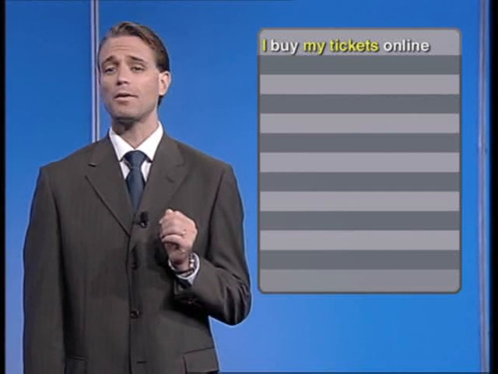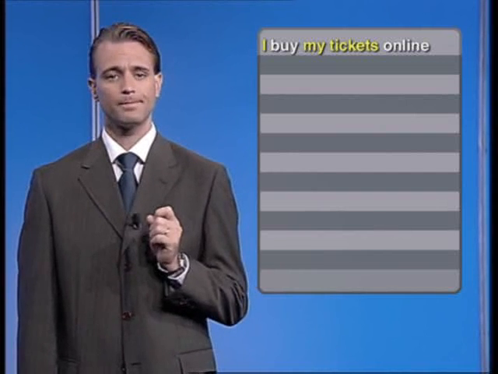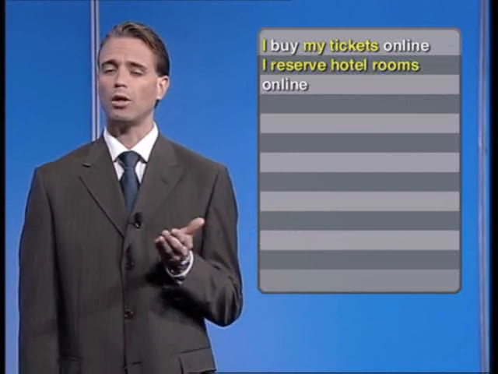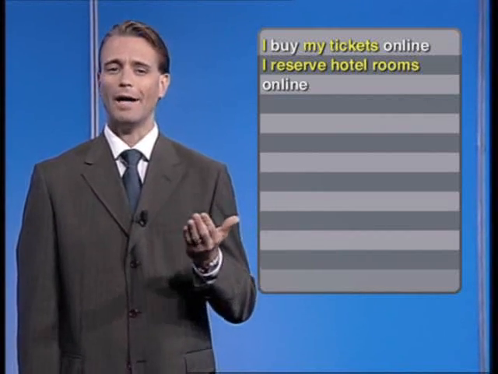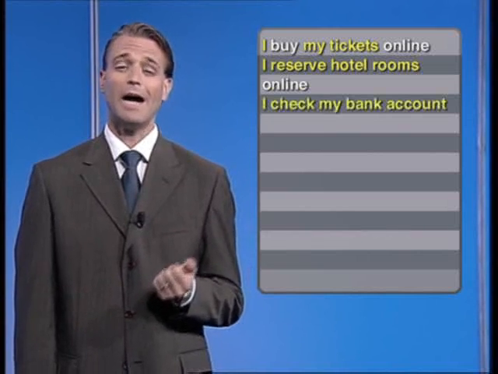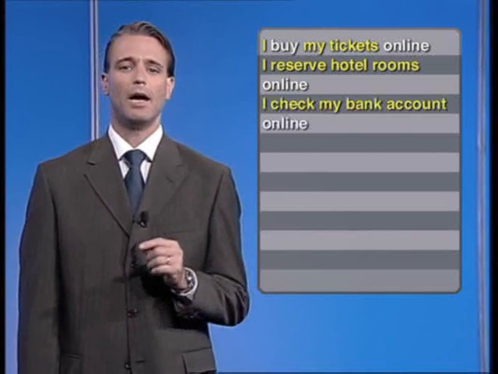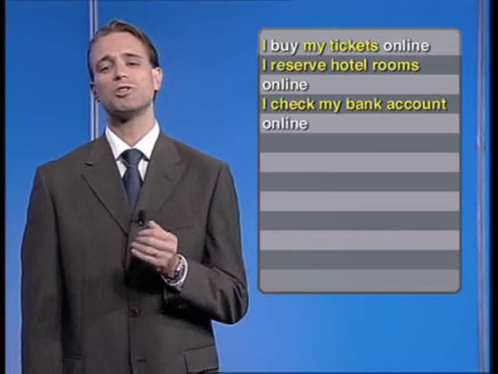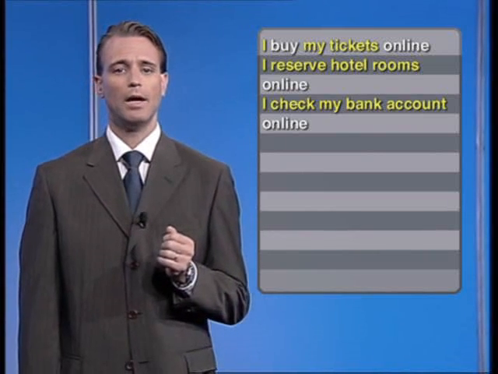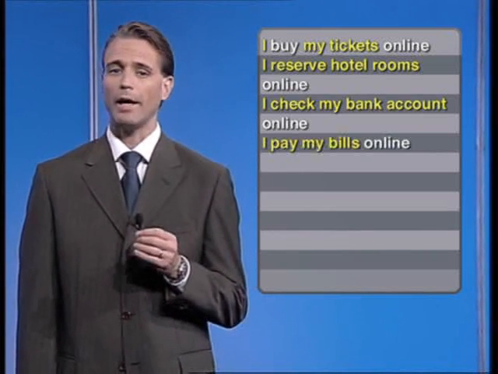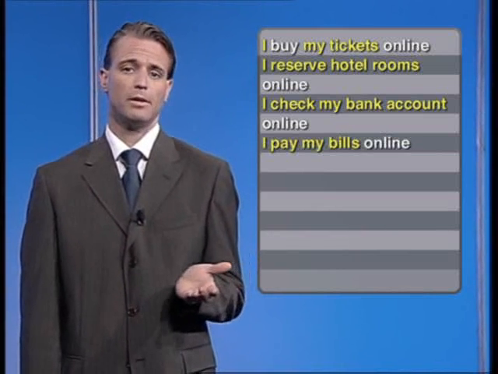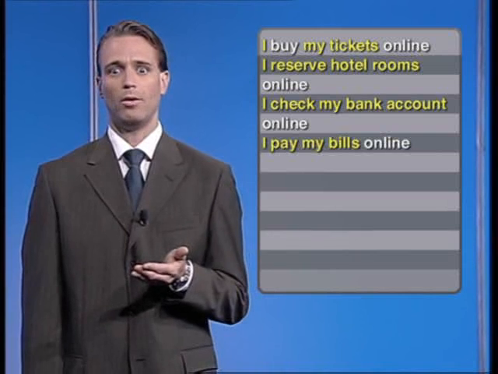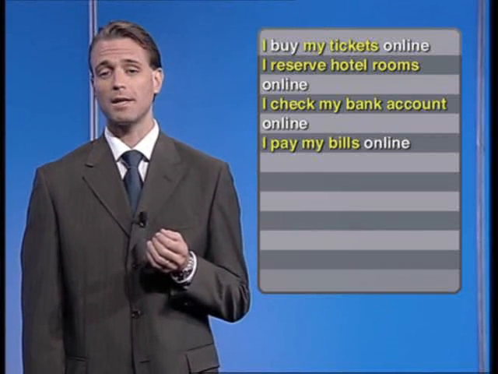What other things can you do online? Here are some examples. I reserve hotel rooms online. I don't call the hotel on the phone to reserve a room. I use the internet. I check my bank account online. I use the internet to see how much money I have in my account. I pay my bills online. I use the internet to pay the electricity bill, the water bill, the gas bill. Wow, we can really do a lot of things online.